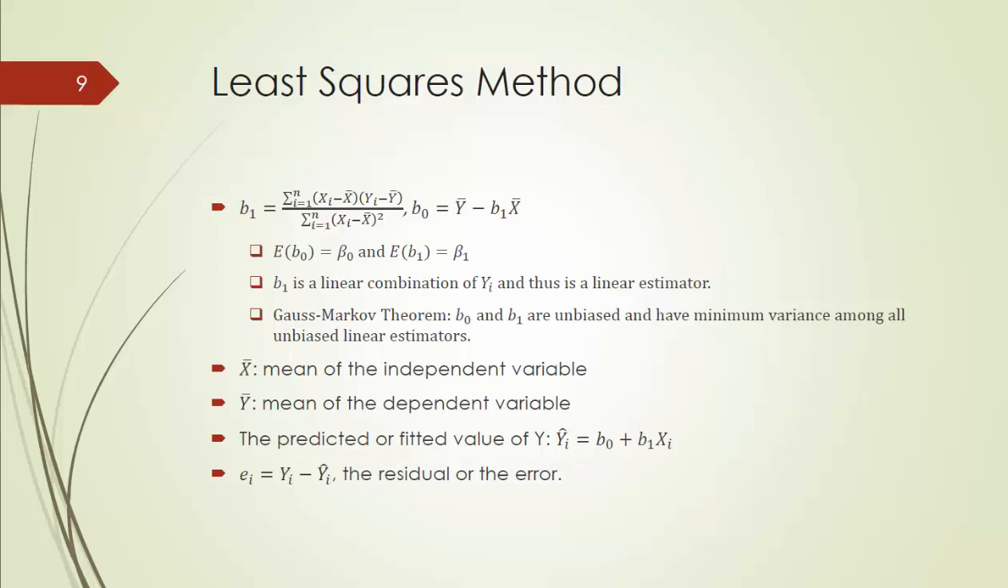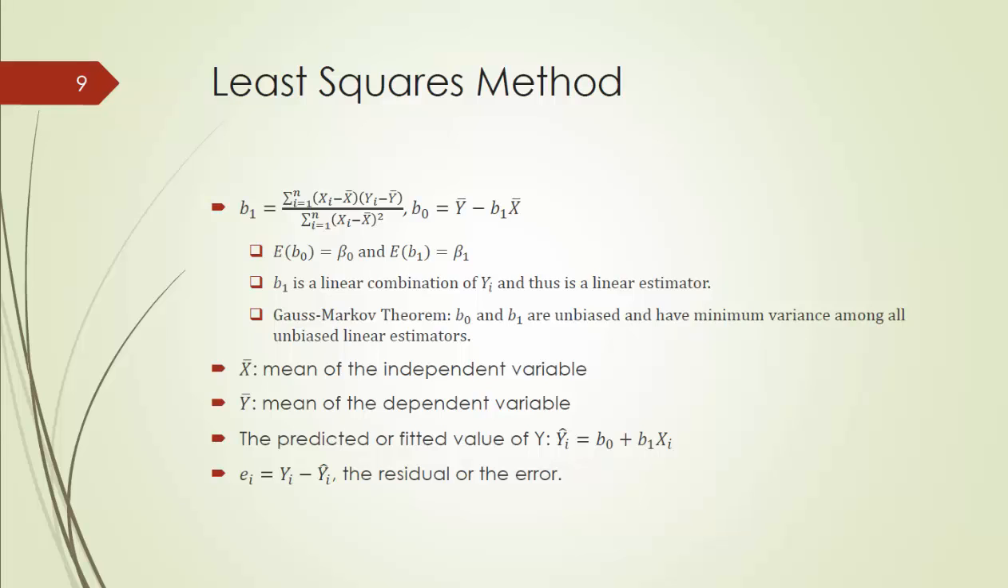Without getting into too much mathematics, we present some key properties of least squares estimators. First, note that b0 and b1 are also random variables because their values are for sure different for different sets of sample observations. The expected value of b0 is beta 0, and the expected value of b1 is beta 1. That is to say, b0 and b1 are unbiased estimators of beta 0 and beta 1 respectively. This is part of something called the Gauss-Markov theorem.